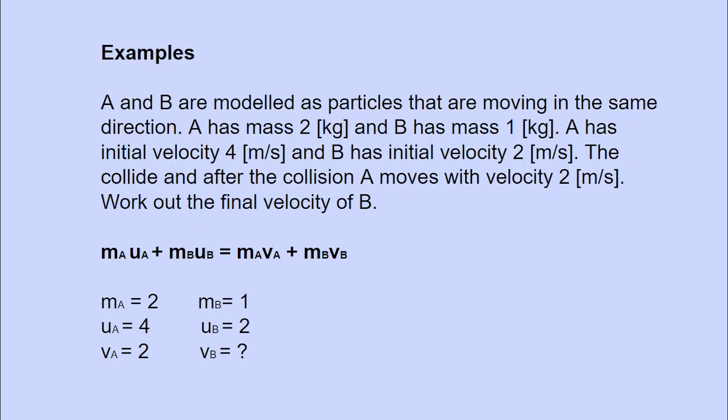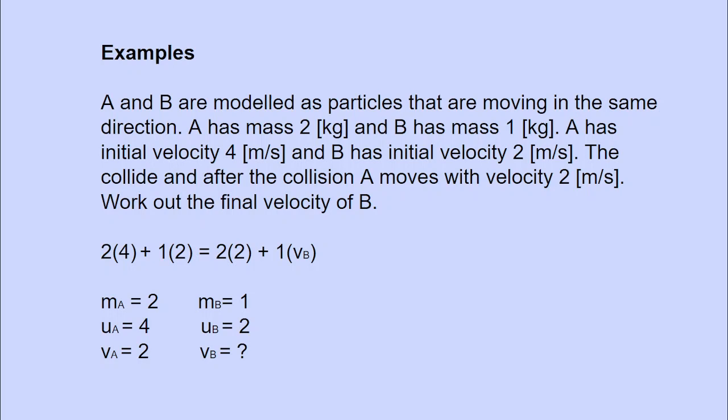We use the equation stated on screen. We have the values ma equals 2, mb equals 1, ua equals 4, ub equals 2, va equals 2, and we are asked to work out the value vb. Let's substitute these values into the equation.